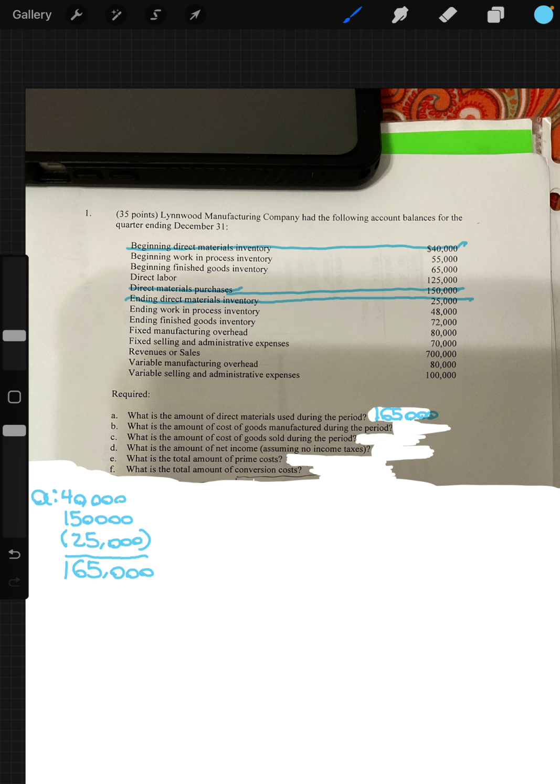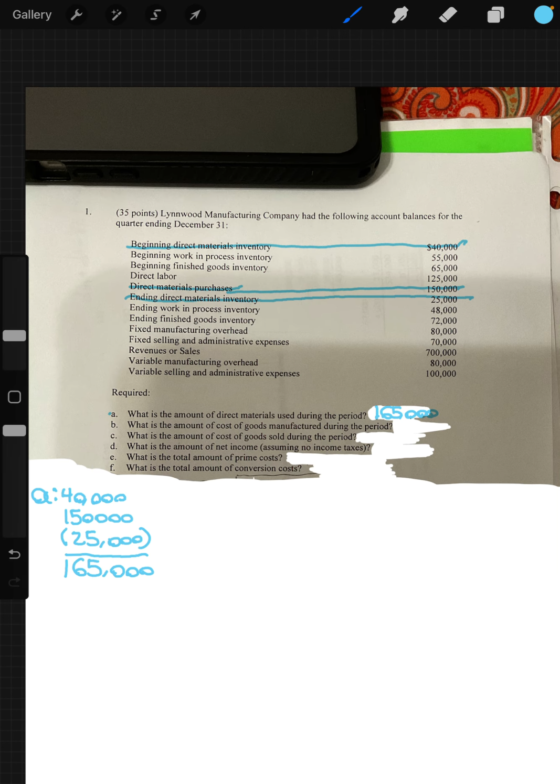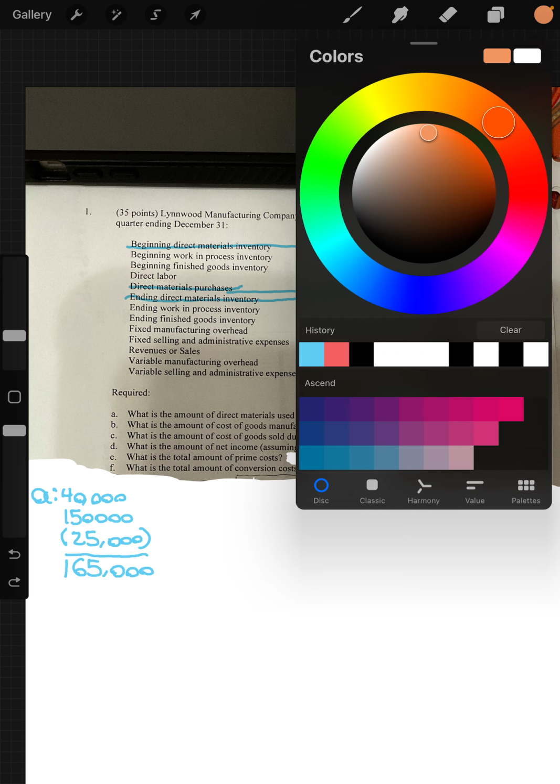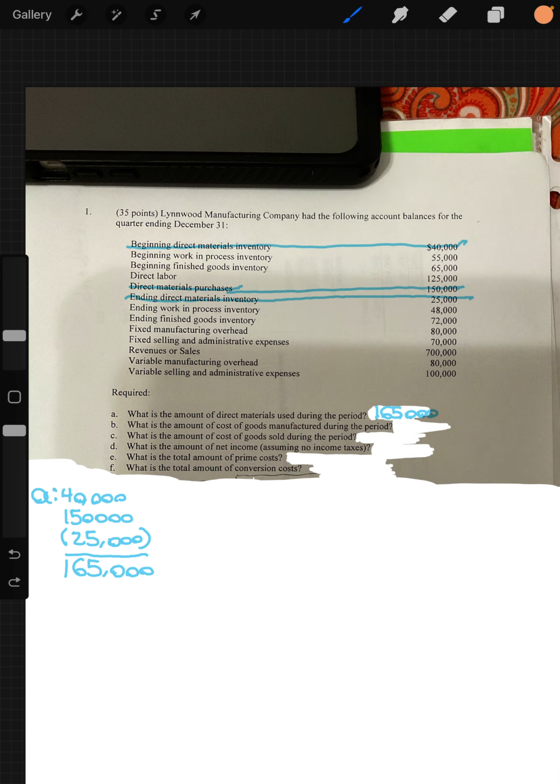So now for letter B, what is the amount of cost of goods manufactured during the period? So, actually let's use a different color. Let's go like this one. Okay. So, first of all, we need to get direct labor. Cost of goods manufactured. So we're going to take 125,000.